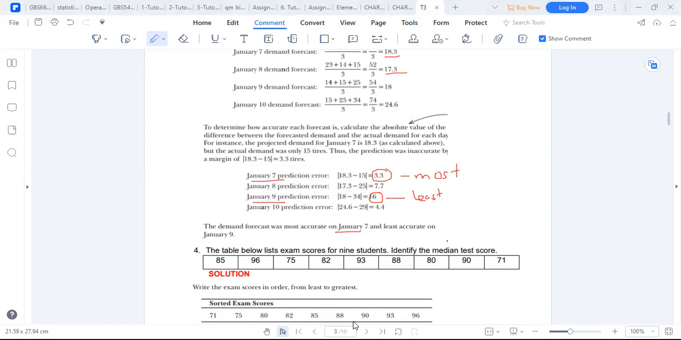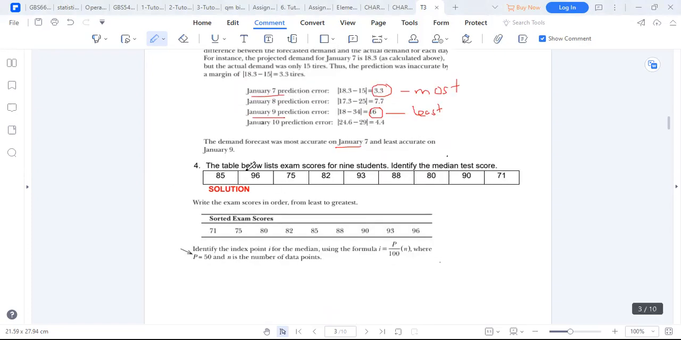So now let's go to our next question. The table shows the scores of 9 students. We're being asked to find the median. So we first rearrange from the smallest, 71, to the highest, 96.